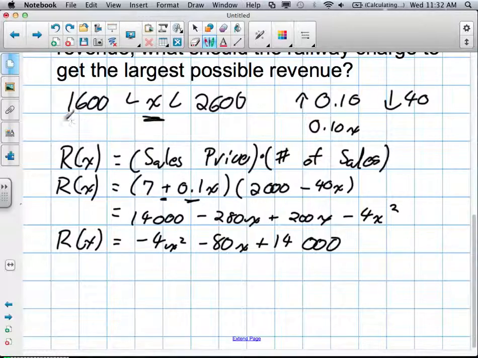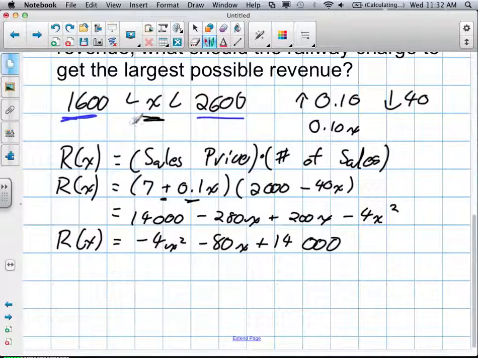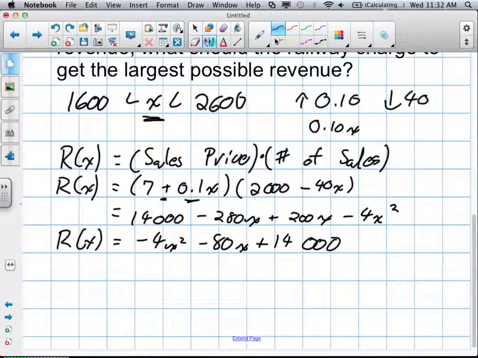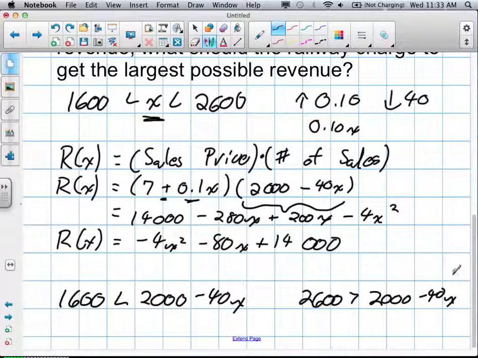Okay? Or at least when it's going to exceed our costs. 1,600 people. Whoopsie. What are our options for 1,600 and 2,600 people? Well, we know that if we drop, so really what that is is number of sales. This is the important part, number of sales. We have to be above 1,600, so our 2,000 minus 40x. And we also have to be less than 2,600, 2,000 minus 40x. These are our true parameters, okay? We need to solve this.